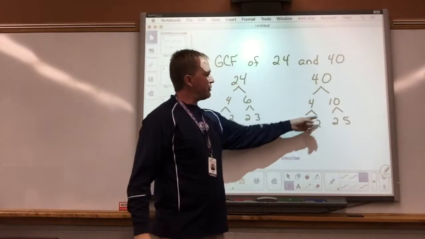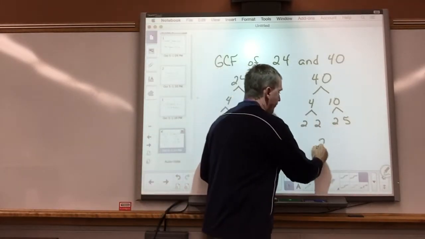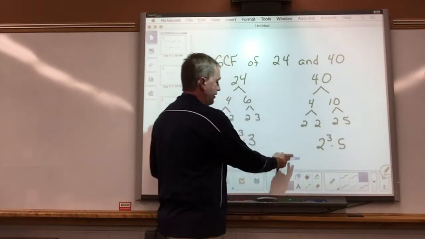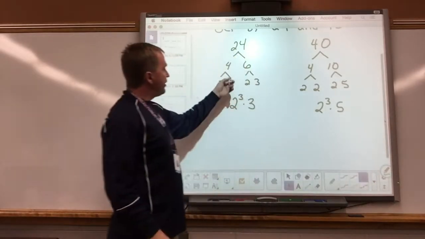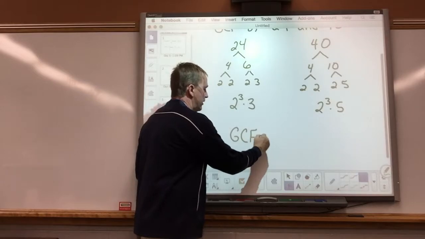4 breaks into 2 times 2, and 10 breaks into 2 times 5. And in this case, we have 2 to the third times 5. So now we have broken each of these numbers down into prime factors. We now need to decide what is the greatest common factor.